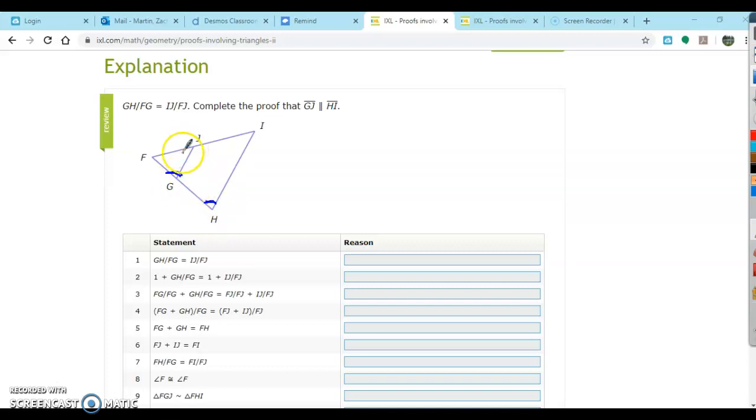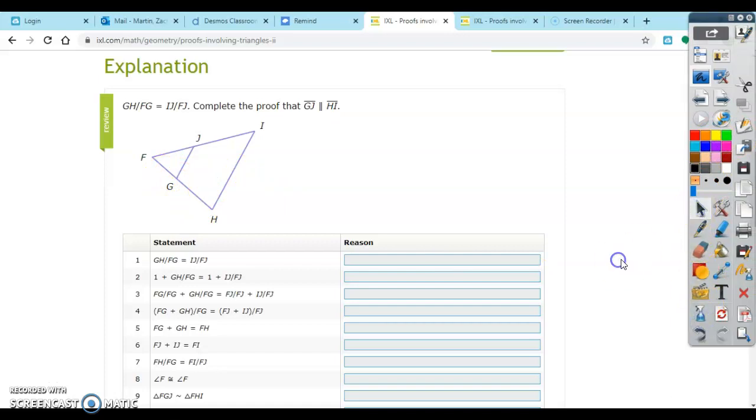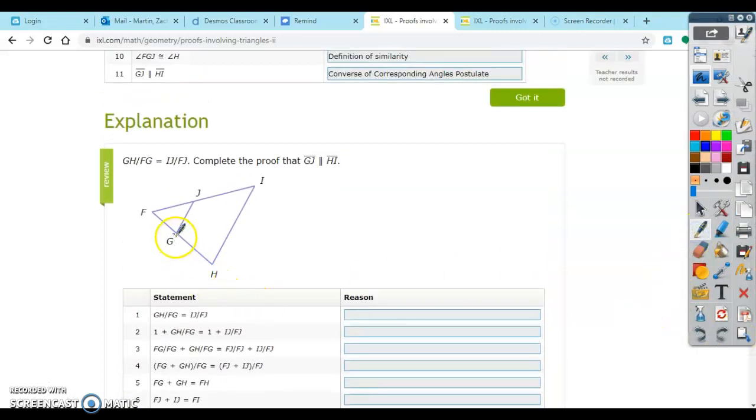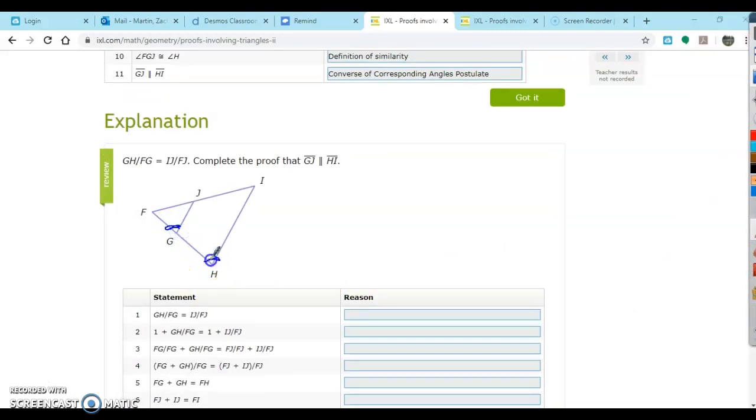Those are corresponding angles. Remember, we know that those angles are congruent, not because of corresponding angles, because we haven't proven this to be true yet, but we know they're congruent because we have similar triangles. We know that triangle FGJ is similar to triangle FHI. If they're similar triangles, then we know that all the angles are congruent. Keep in mind that the angles in similar triangles are congruent. And so because these are corresponding angles within similar triangles, they are congruent. So that's just the definition of similarity there. And because of that, we then are able to use the converse of the corresponding angles postulate, which says if I have corresponding angles that are congruent, and I've got an angle there and I've got an angle here, these angles are congruent. Because we know that fact, we now know that GJ is parallel to HI.